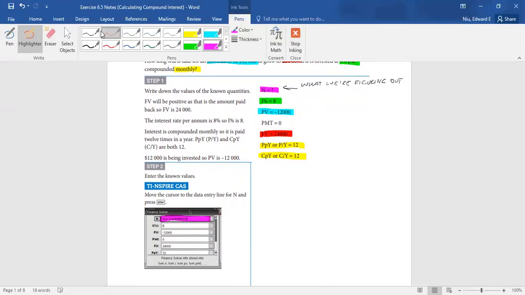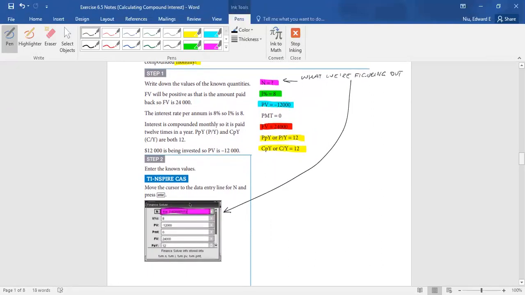All right, so what we were figuring out is this row right there. So hopefully that's making sense. It's just a game of highlighting and knowing which part goes where in the financial solver. Again, if it's not too clear, just try and link up this section with this section. I don't know how else to explain it.